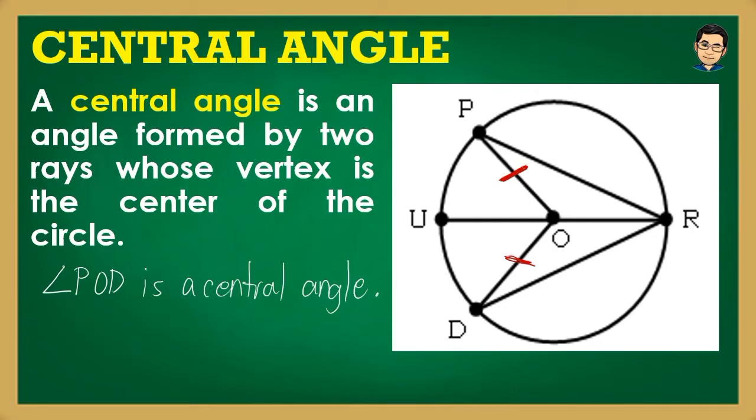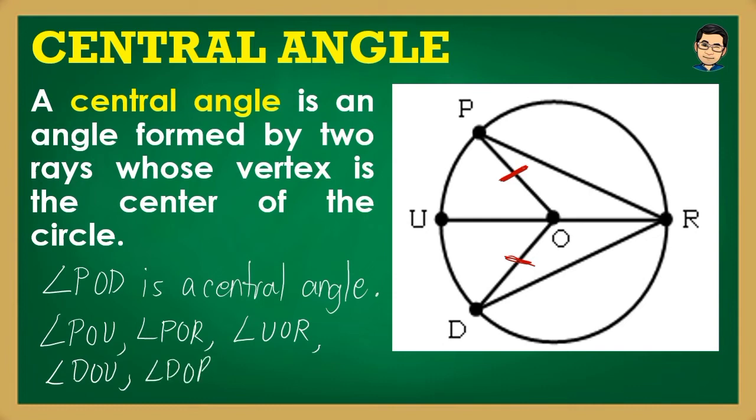What else? Marami pa pong mga central angle ang pwede nating pangalanan dyan. Pwedeng angle POU, angle POR. What else? Pwede rin naman angle UOR. Straight angle siya. Ano pa ba? Angle DOU. Angle DOR. Ayan. Mga central angles po yung mga yan.